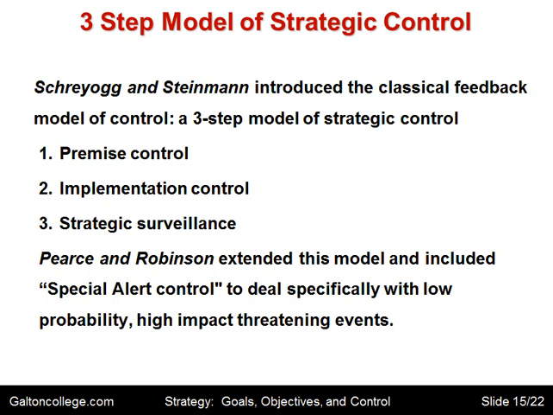Now, the model was extended by Pearce and Robinson to include special alert control. These were to include very low probability events, but ones which could have a high impact on the strategy, ones which could knock the strategy off, but very unlikely to happen, but nonetheless special alert controls. So we have a three-step model of control here. One, we have premise control, which I'll explain in a second. Then we have implementation control and strategic surveillance.